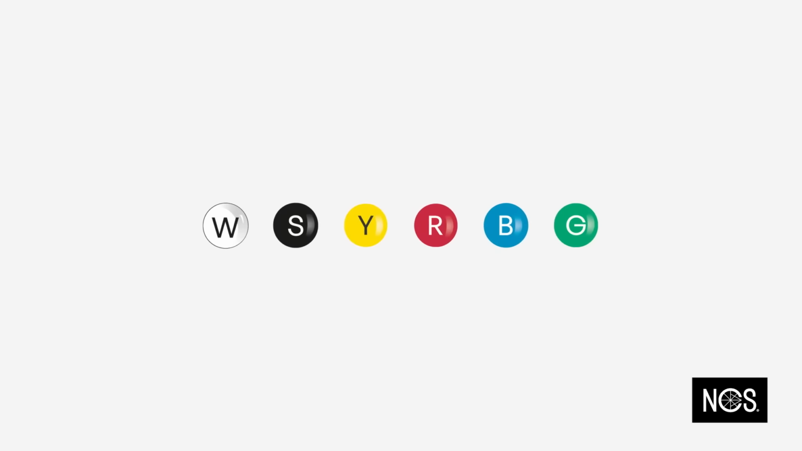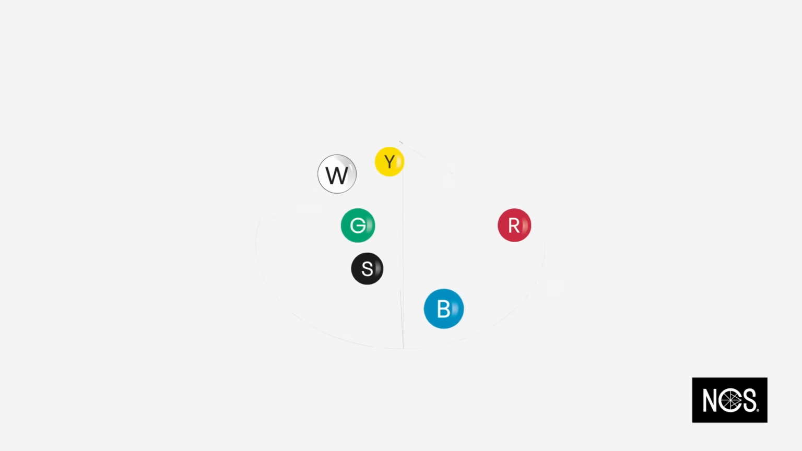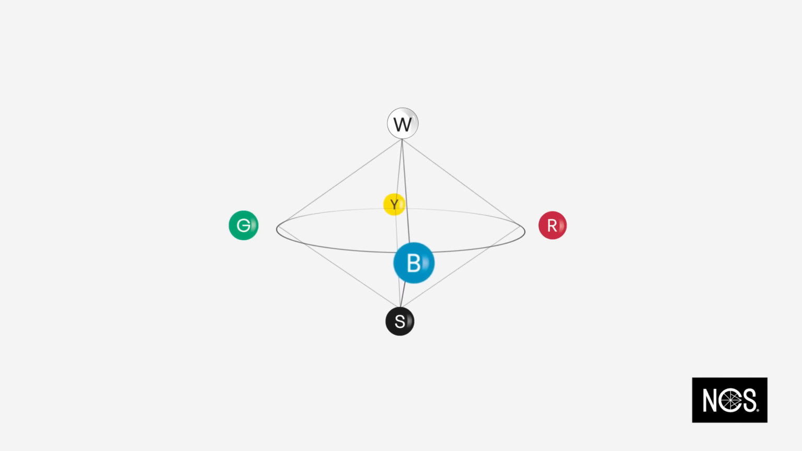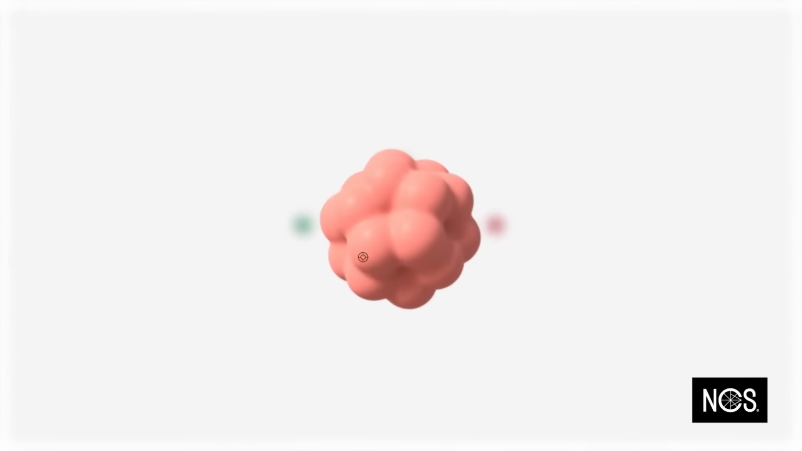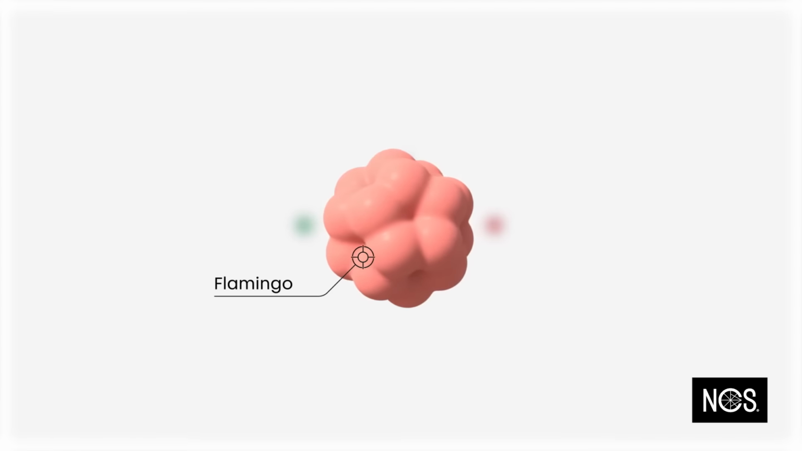NCS defines all colors that we see in relation to the 6 elementary colors: white, black, yellow, red, blue, and green. They form the NCS color space and describe the hue and the nuance of each color. Let's demonstrate by using the example of flamingo.